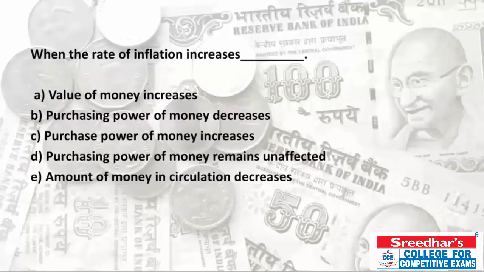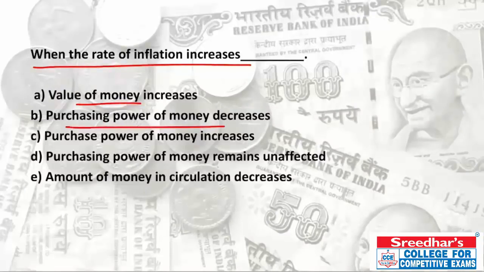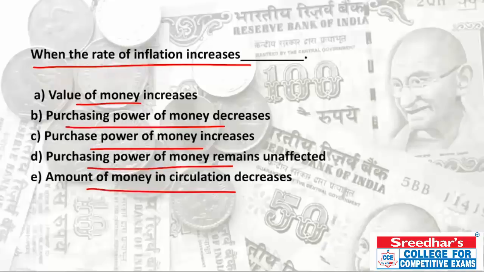When the rate of inflation increases, what happens? The value of money increases, purchasing power of money decreases, purchasing power of money increases, purchasing power of money remains unaffected, or amount of money in circulation decreases. When the rate of inflation increases, the purchasing power of money decreases.